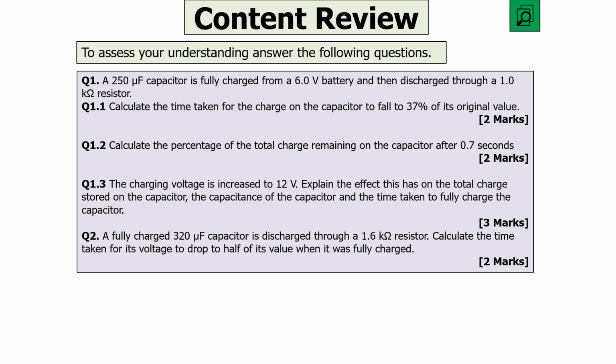The charging voltage is increased to 12 volts. Explain the effect this has on the total charge stored in the capacitor, the capacitance of the capacitor, and the time taken to fully charge the capacitor. Then a fully charged 320 microfarad capacitor is discharged through a 1.6 kilo ohm resistor. Calculate the time taken for its voltage to drop to half of its value when it's fully charged. So pause the video now, then unpause the video and you'll want to go through your answer.